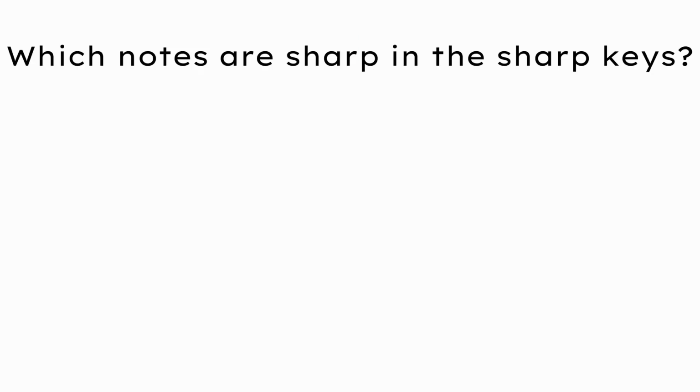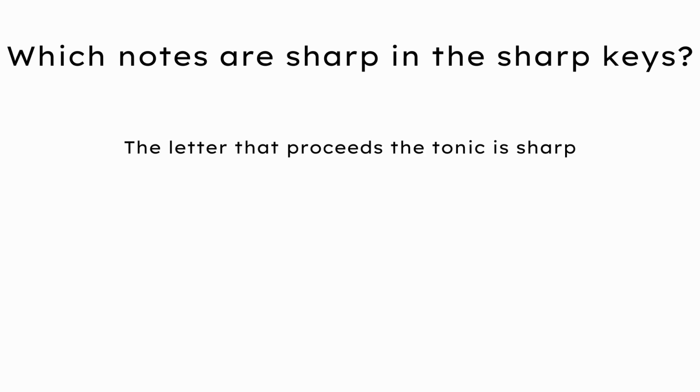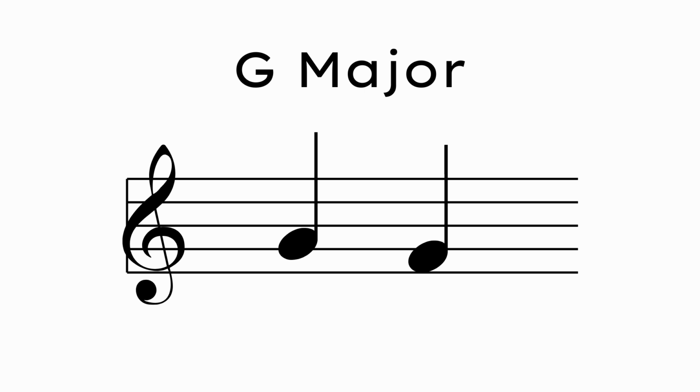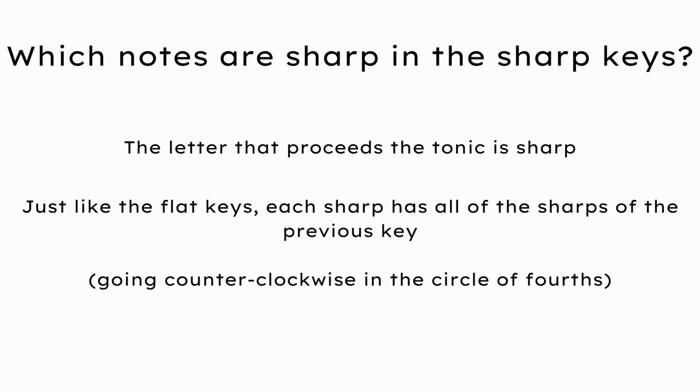To figure out which notes are sharp in the sharp keys, you start with the tonic and go down 1 letter. That letter is sharp. In the key of G major, 1 letter below G is F. So in the key of G major, the 1 sharp is F sharp. Just like the flat keys, each sharp key will have all of the sharps that the previous key has in addition to the letter that comes before the tonic.